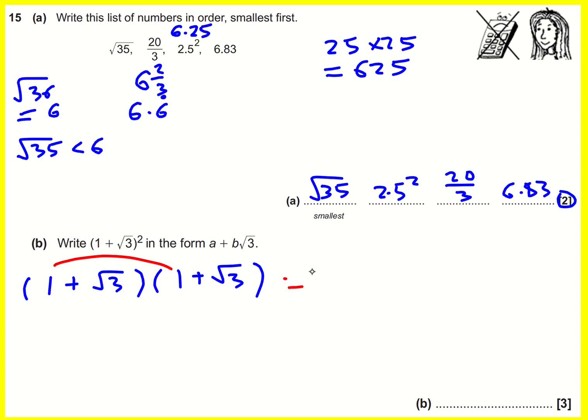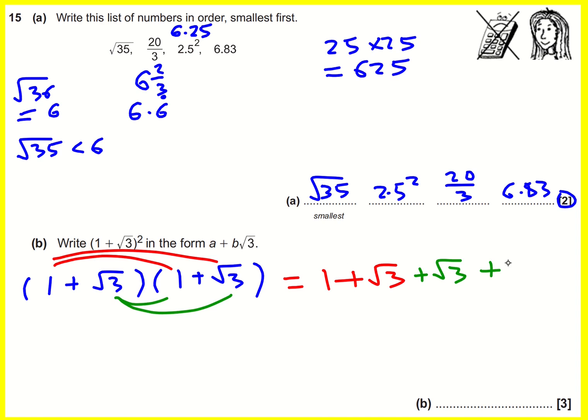So we're going to get 1 plus root 3 plus root 3. And then it's root 3 times root 3, which is actually 3. And if we combine the like terms, it's going to become 4. That's going to be my a. And then I've got 2 lots of root 3.